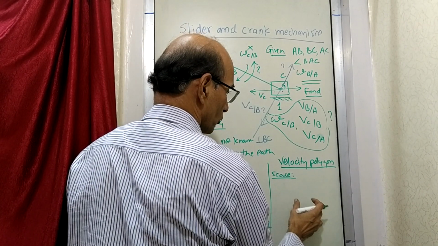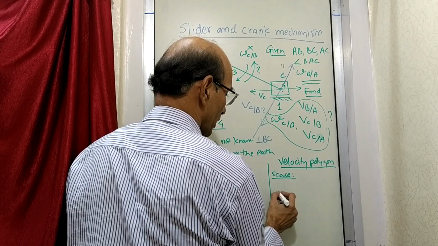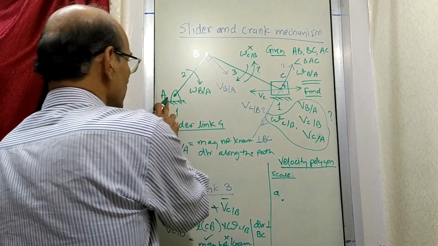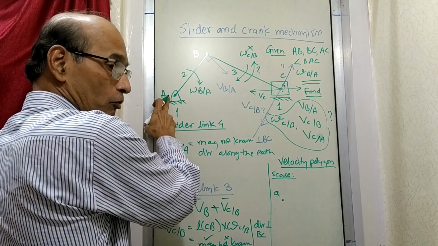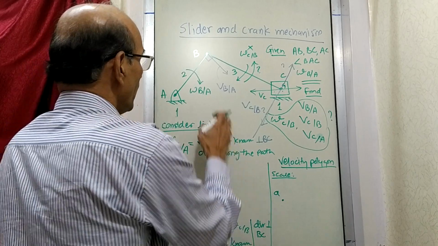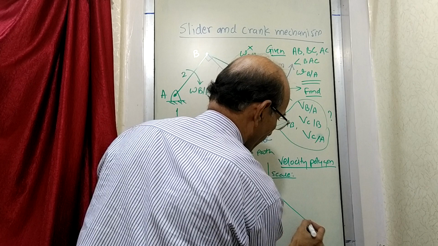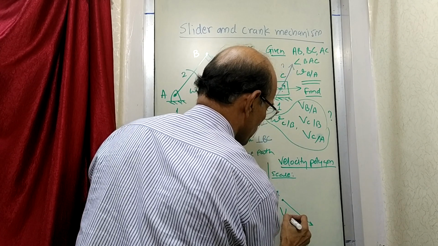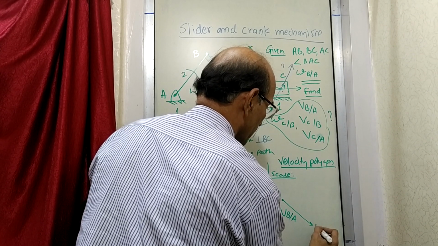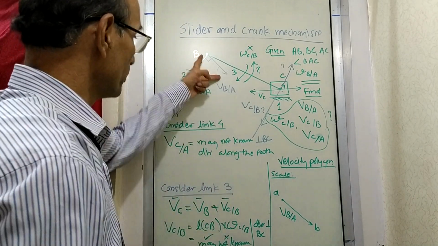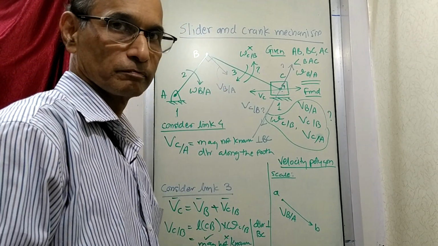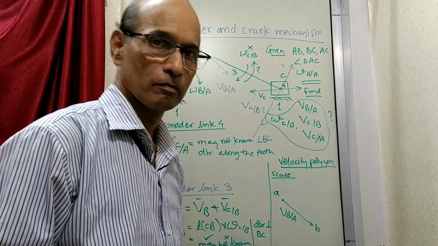How do we draw the vector? We take a point representing the point whose velocity is 0, and then we draw this vector parallel to this. This is velocity of B with respect to A, and this point is B. So this vector is represented here, parallel to what is drawn there.